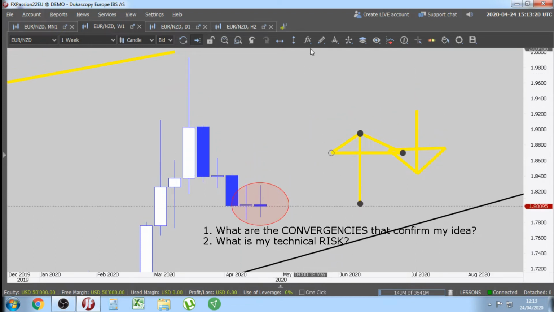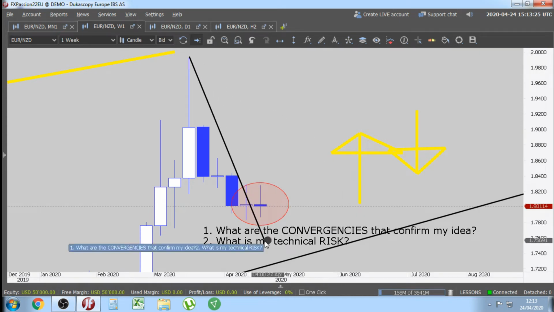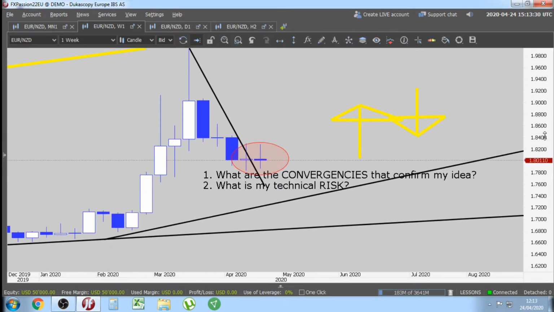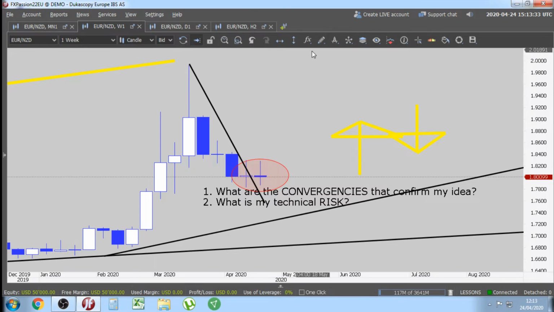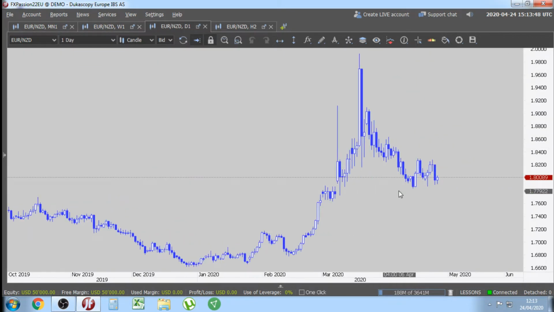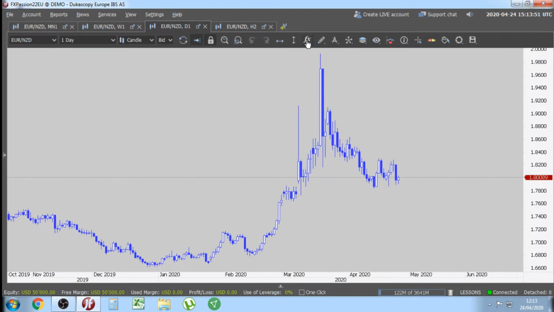Okay, let's see maybe the counter trendline break. Counter trendline. Okay. And oh, passion, but you just drew a counter trendline to go long. Wait a second. I cannot draw this on the weekly, but I can draw it on the daily chart. So let's move on to the daily chart. And the counter trend lines. Counter trend lines. This would be one.